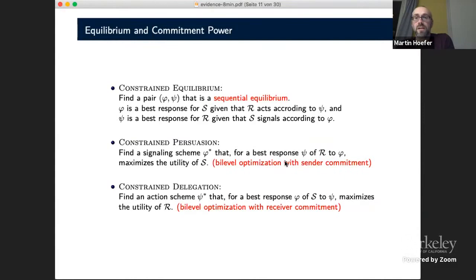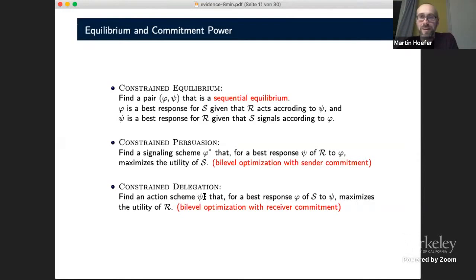Now it's heavily debated in economics whether these commitment power assumptions are actually realistic, and we don't want to join this debate. Here we just study both of these scenarios from a computational perspective. If you think about the motivation, maybe if you're a big company, you have commitment power and you say, these are the concrete evidence I want to see, otherwise I won't hire you. So this may be a scenario where the commitment power is with the receiver. That would be the delegation case here. You could also envision scenarios where the commitment power is with the sender, but as I said, in terms of interpretation, it's up for debate.